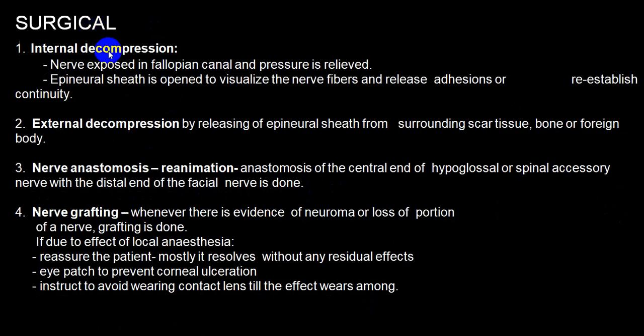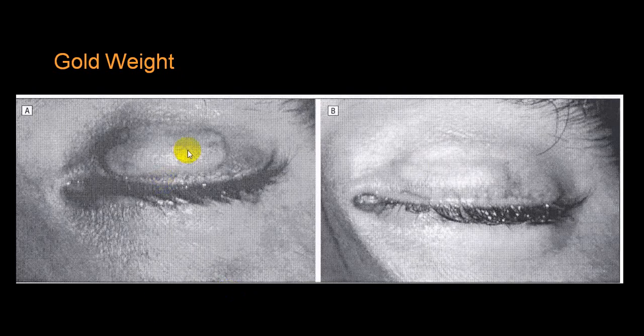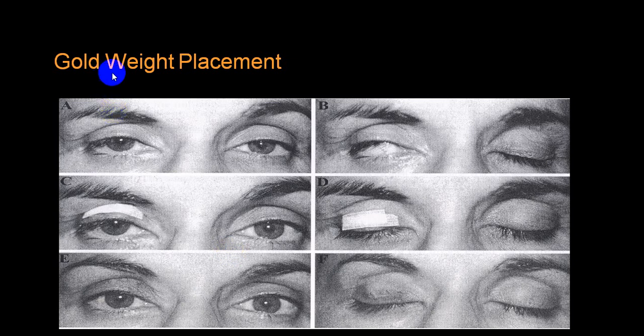In surgical intervention, decompression may be tried in some people. It can be internal decompression or external decompression. Very rarely anastomosis and reanimation can be done. Occasionally you can go for nerve grafting. We already mentioned glucocorticoid, antiviral drug, protection of the cornea, and gold plates. The gold plate is put in the upper eyelid, so because of the weight you can close the eye and damage to the cornea can be prevented. They also use platinum, gold, etc. Because of the gold weight, the eyelid can close.